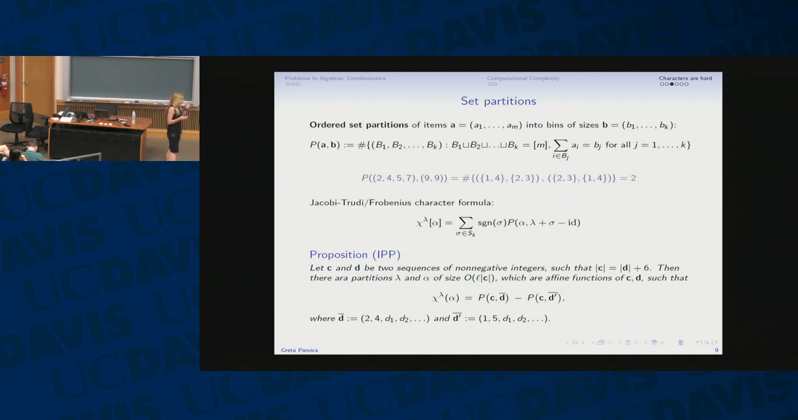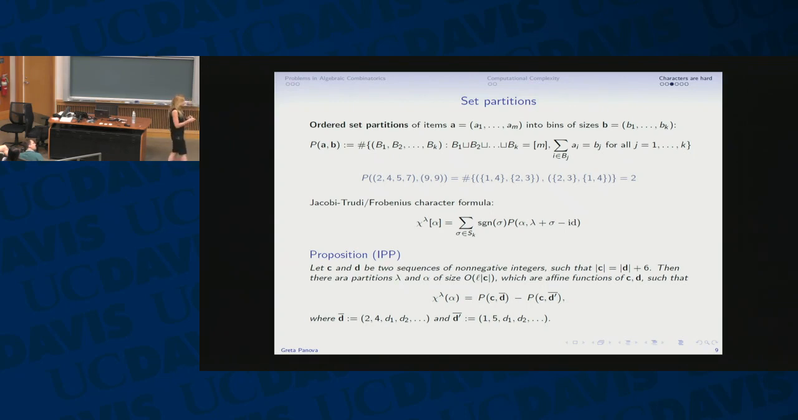And what we can actually do is we can manipulate this lambda and alpha so that for any, it looks a little bit funny, but for any two integer sequences, C and D, whose sizes add up like this, we can make a character, lambda and alpha, and it's actually linear in terms of this C and D with some number theoretic constraints, so that most of these terms vanish. In the end, we are going to be left with the difference of two ordered set partition problems, which are the same items distributed in slightly different bin sizes.